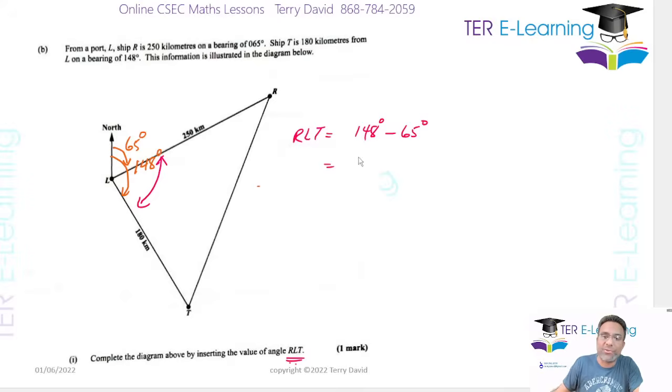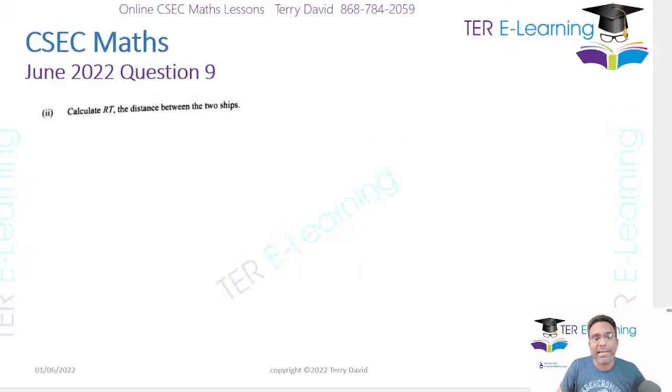And you're going to get 83 degrees. Right? That's what you're going to get. That's 83 degrees. So this here is 83 degrees. That's my angle. Right? 1 mark for that. The next thing they want is the distance between the two ships.